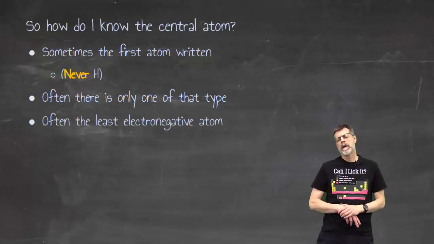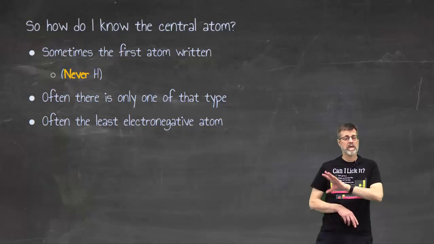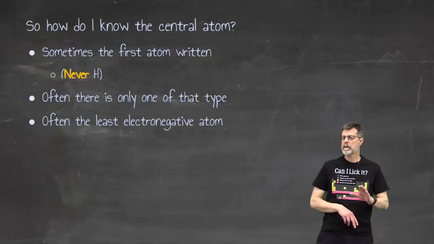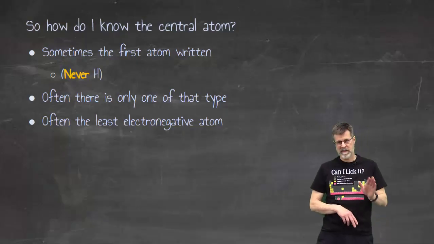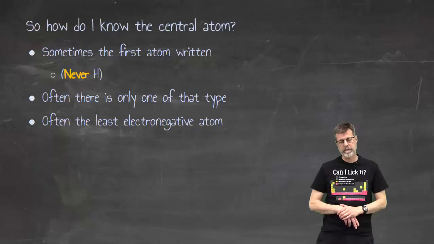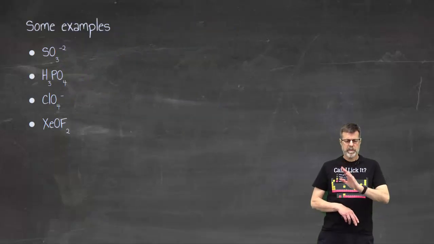It's often the one that's least electronegative, which means on the periodic table, it's often the one that's further to the left. Not always, but often. Except hydrogen. Hydrogen is way over on the left. It can also be, I guess that was it then.